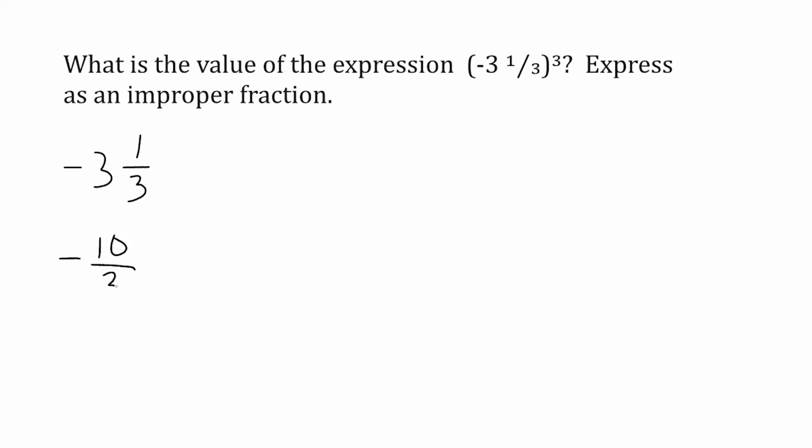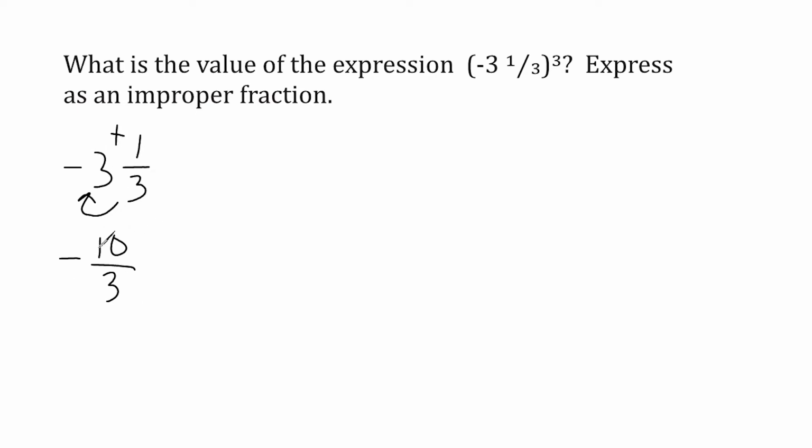Now, if you need a quick refresher on how you change this to an improper fraction, remember the denominator does not change, so we have a 3 here, so we just rewrote the 3. But to come up with this 10 here, we do two things. We take our denominator, multiply it by our whole number here, and 3 times 3 is 9. And then you take that product and you add to it the numerator. So 9 plus 1 is 10.